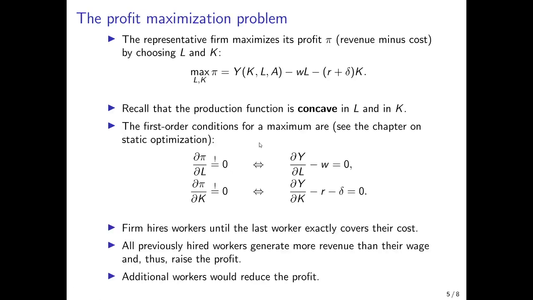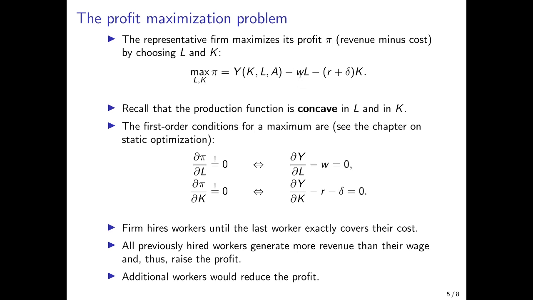What does this mean from an intuitive point of view? It means that firms hire workers until the last worker is exactly able to cover their cost. So an additional worker produces additional output, and as long as the worker produces more in value of output than it costs in terms of wages, the firm would employ more workers.